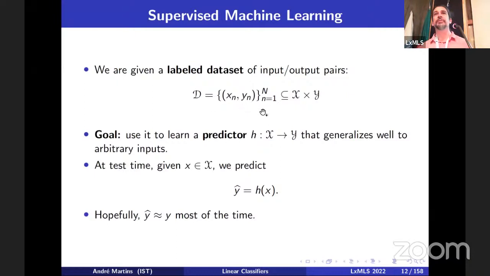So we have n examples. For each example, we have the input and we have the corresponding label. This is what supervision means. Someone is telling us what the labels are. But this only happens at training time.